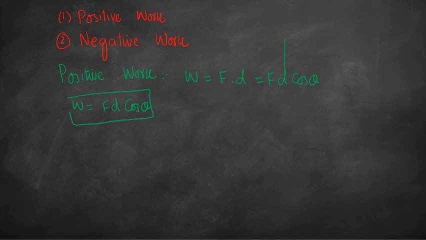Now, if the angle theta between the force vector and displacement vector is 0, or if the force vector and displacement vector are parallel to each other, then the work done on a body is known as positive work.